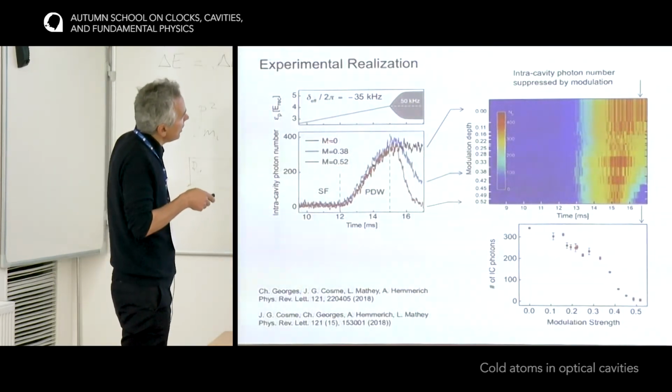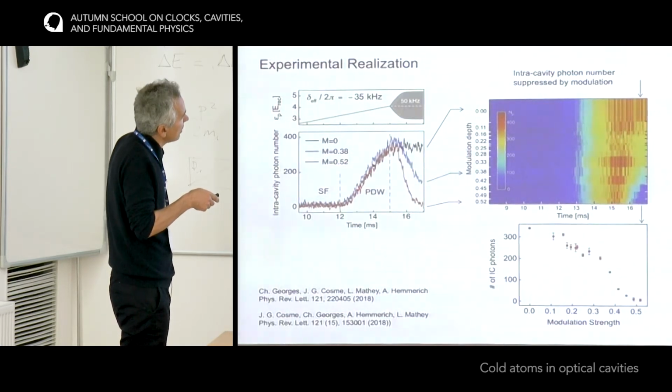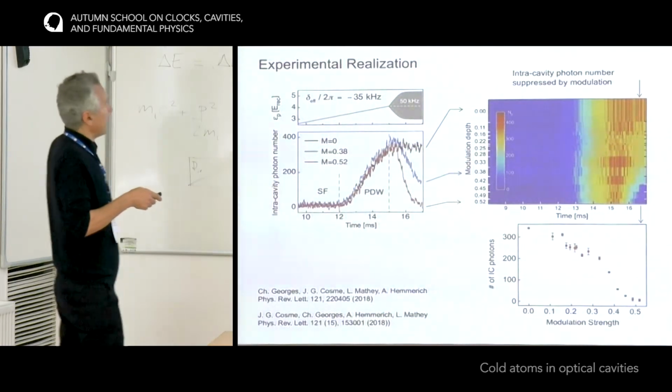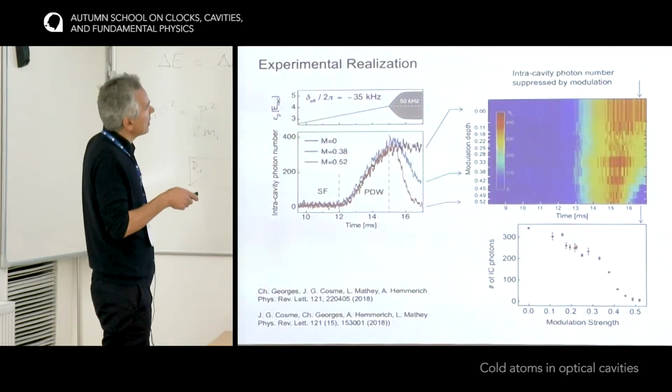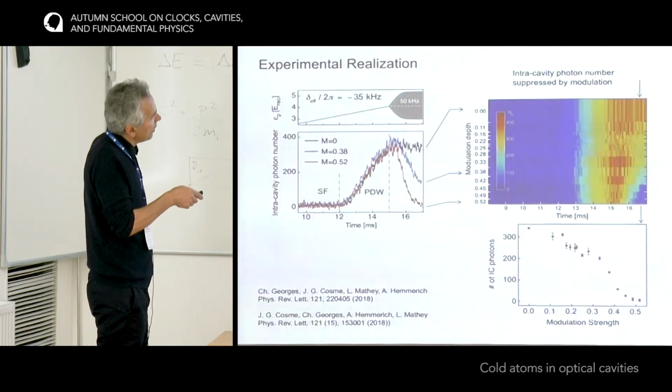This is without modulation, the black curve, and you see that at this point we are running into the particle density wave phase. This is when the lattice self-organizes in the cavity, and at this point, since we have no modulation, the level of photons in the cavity is constant, while if we have modulation, you see that we are now starting to suppress the intracavity field, and we can go down all the way to 0.